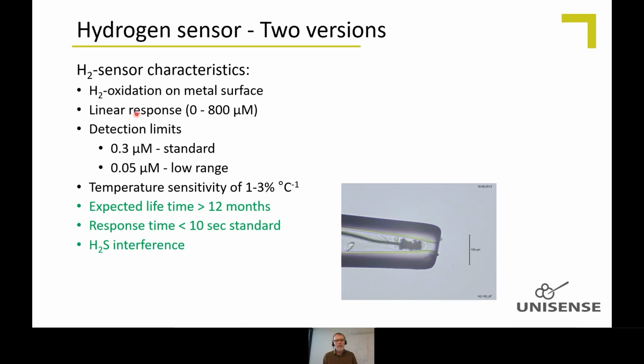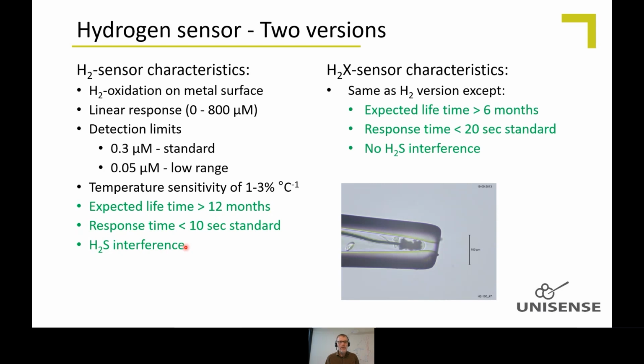Hydrogen is oxidized on a metal surface here inside the sensor. Linear response for the standard range up to 800 micromolar and a detection limit of 0.3 micromolar. We can get down to 50 nanomolar in the low range version, and the temperature sensitivity just as the others. Expected lifetime more than 12 months, response less than 10 seconds, and the H2S interferes.